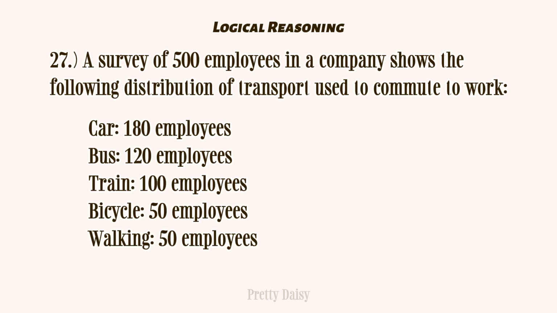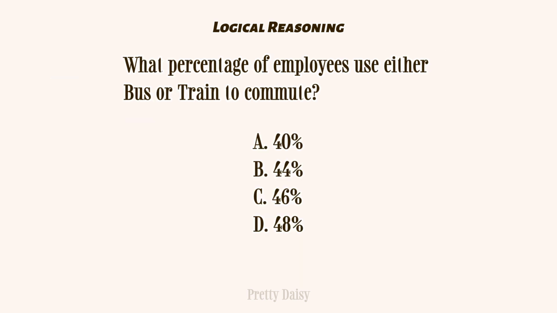27. A survey of 500 employees in a company shows the following distribution of transport used to commute to work. Car, 180 employees. Bus, 120 employees. Train, 100 employees. Bicycle, 50 employees. Walking, 50 employees. What percentage of employees use either bus or train to commute? A. 40%. B. 44%. C. 46%. D. 48%.